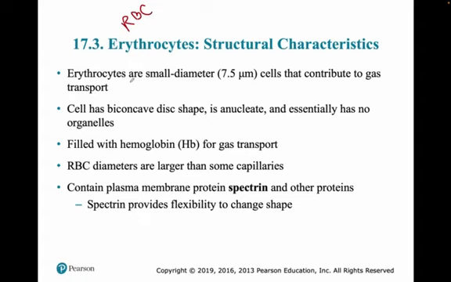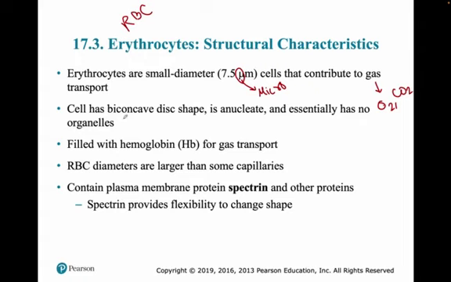So erythrocytes obviously are very small in diameter, about 7.5 micrometer, okay? A micrometer is even less than a millimeter, a 1000th part of a millimeter. So you can imagine how small one RBC is. And what they do is help us contribute to gas transport. When we talk about gas transport, we're talking about oxygen, firstly, because that's our respiratory gas. We cannot live without oxygen. And then CO2, which is a metabolic waste.